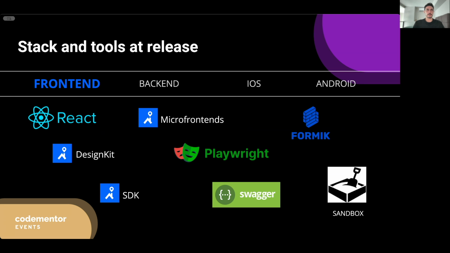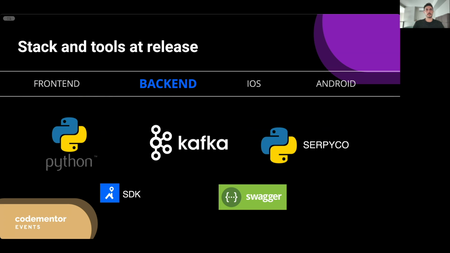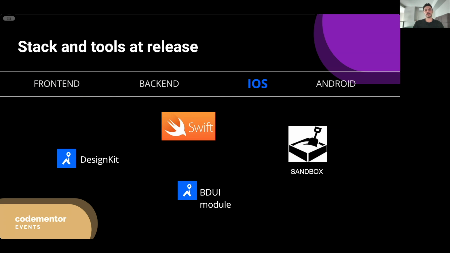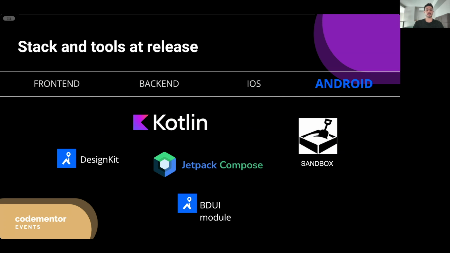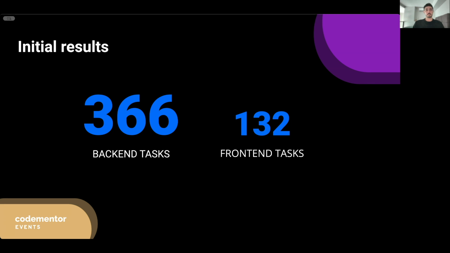It's just a JSON file. So on the front end, we use React. We have some utility functions from forming to update some form states. We use Playwright for tests and some of our internal tools. Backend uses Python and its ecosystem. iOS uses Swift, and Android uses Kotlin.